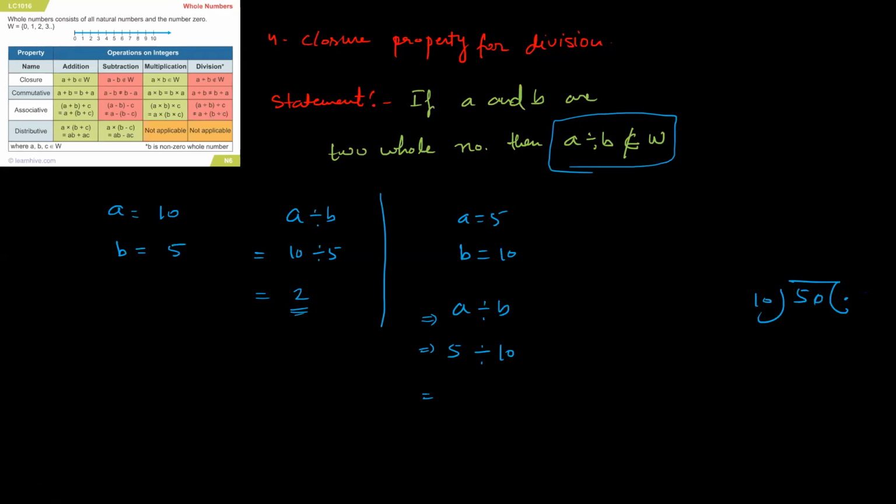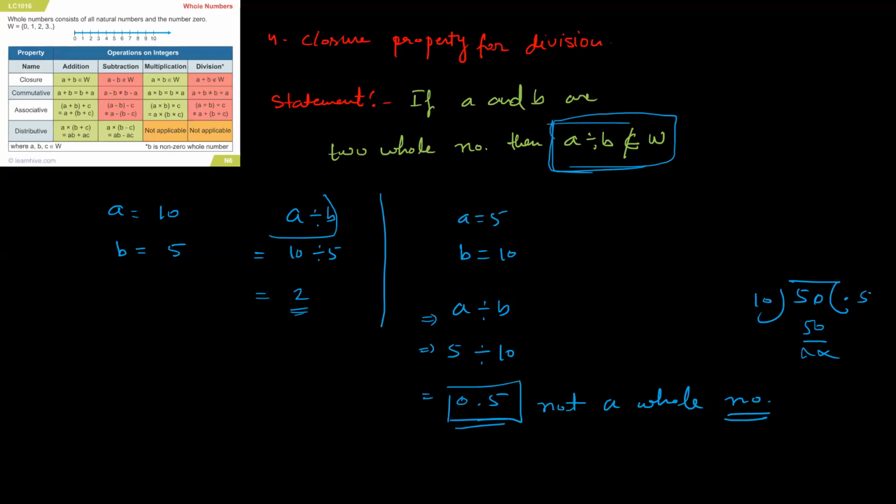Decimal, 0 increase, 10 fives are 50. Okay, so it is 0.5 now, and 0.5 is not a whole number because decimal numbers are not whole numbers. जितने भी decimal वाले number होते हैं वो whole number नहीं होते हैं. Not a whole number. That is why I am saying that a divided by b will not necessarily be a whole number. जरूरी नहीं है कि a divided by b will always be a whole number.